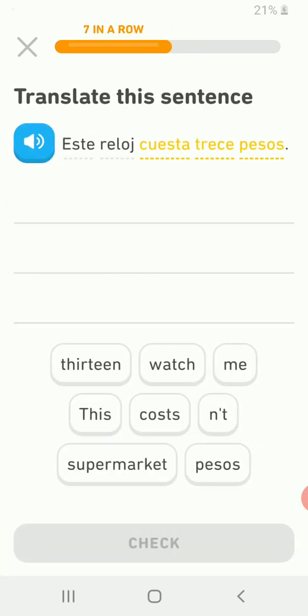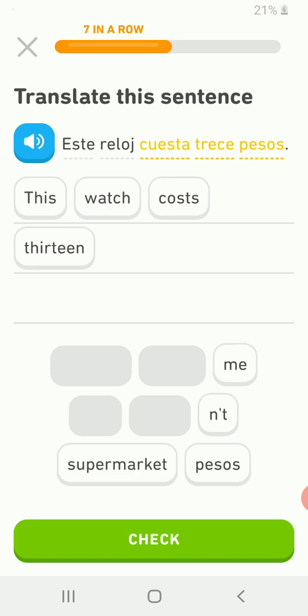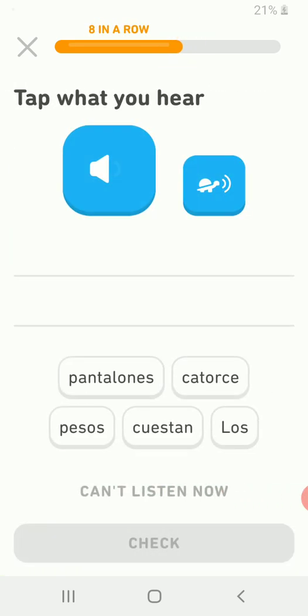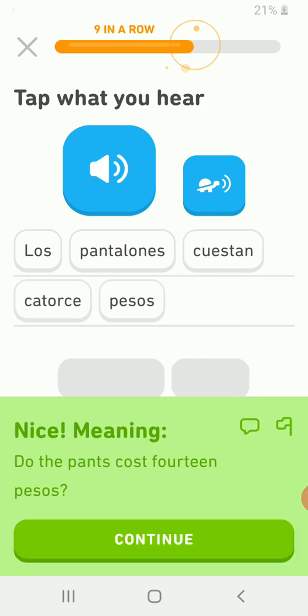Este reloj cuesta 13 pesos. So este reloj, this watch costs 13 pesos. Okay? Los pantalones cuestan 14 pesos. Cuestan 14 pesos. So you know that in Estados Unidos, the United States of America, of course, you have dólares, dollars.